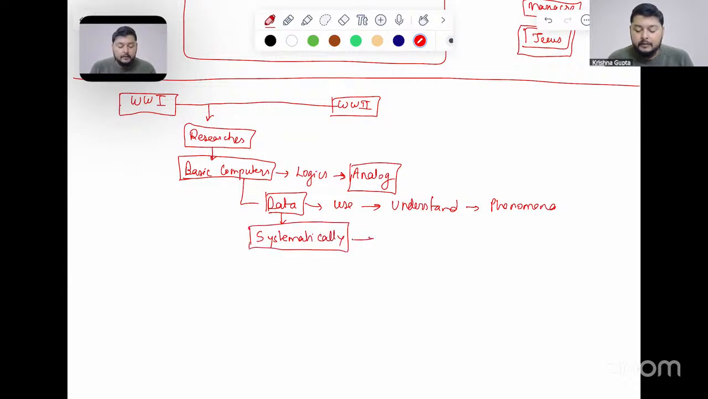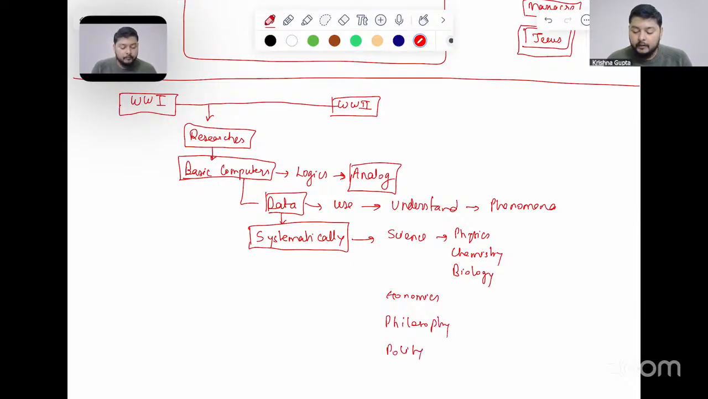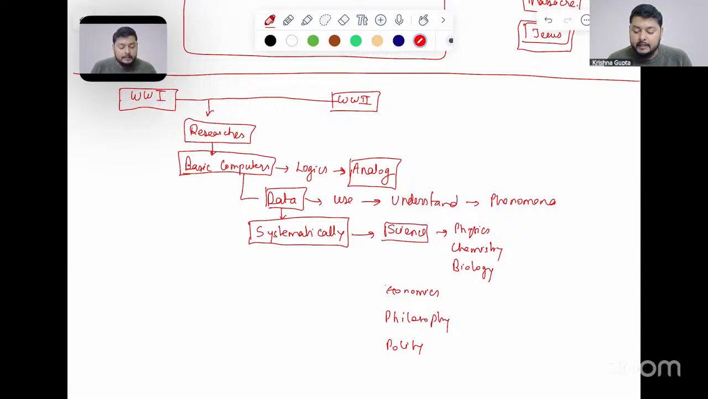For example, the streams of science like physics, chemistry, biology. Then we can see certain economics, then philosophy also, polity. So all these subjects, they have certain data or certain thoughts which can be used systematically.